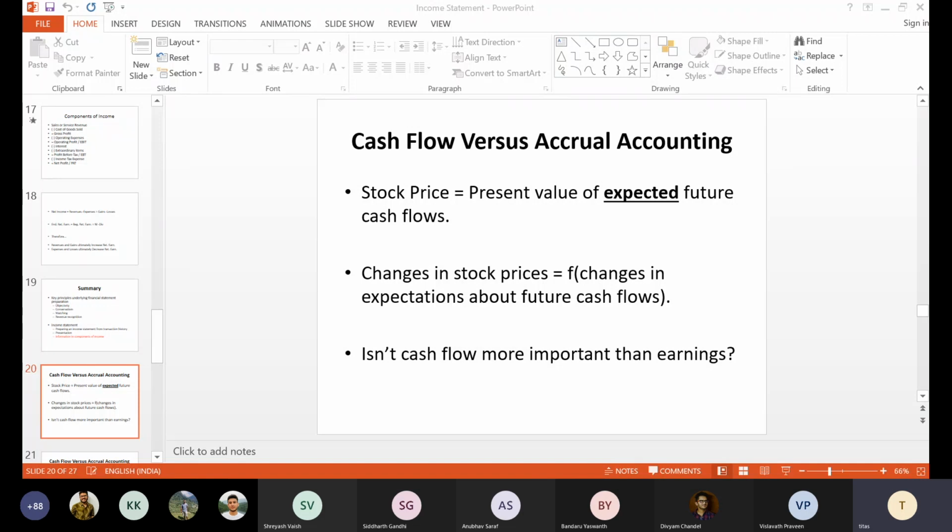So you cannot change the number, because if cash inflow happens, you need to record it. If the cash outflow is happening, you need to record it. There is no question of changing the figures just by different recording. Okay. So valuation, actually the good valuation, comes from the present value of expected future cash flows. So cash flow is very important.